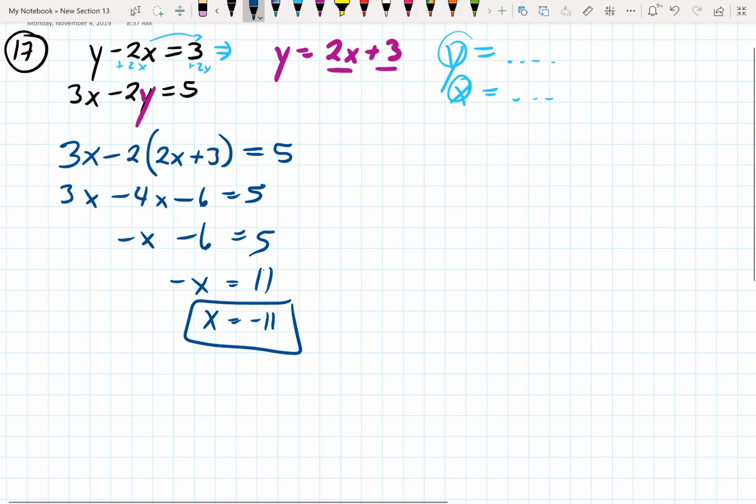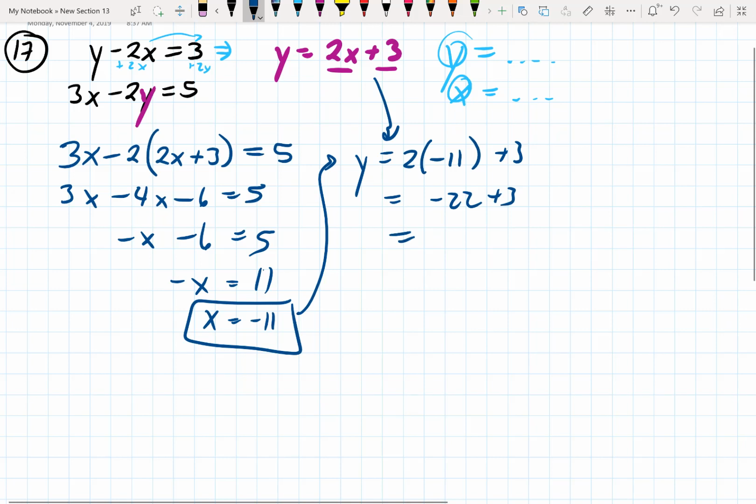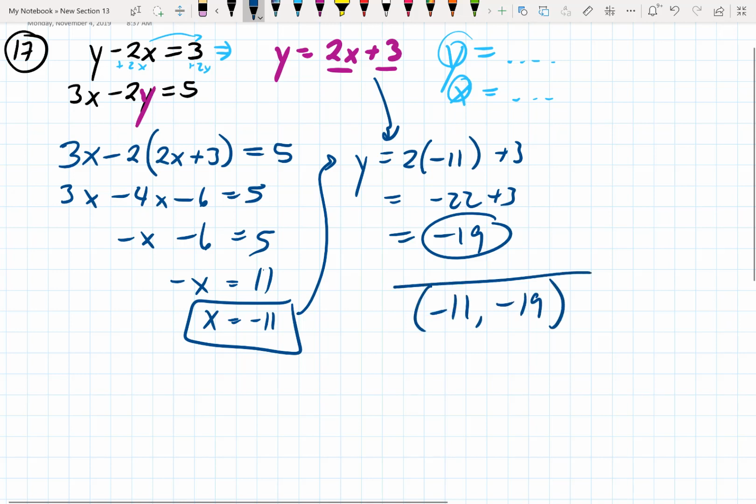And then so that's the x, and then I can get the y just by plugging it back in to that nice equation that I have y solved for. So y equals 2 times -11 plus 3. So -22 plus 3 is -19. So my answer is x is -11, y is -19.